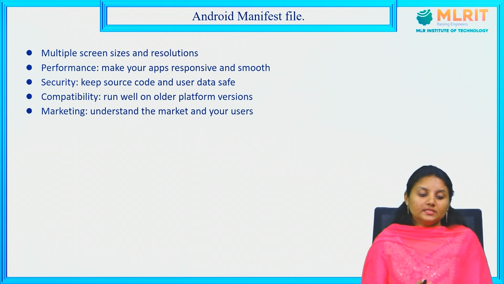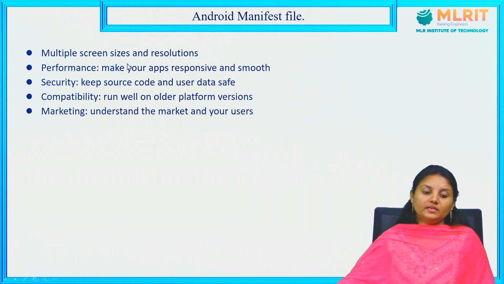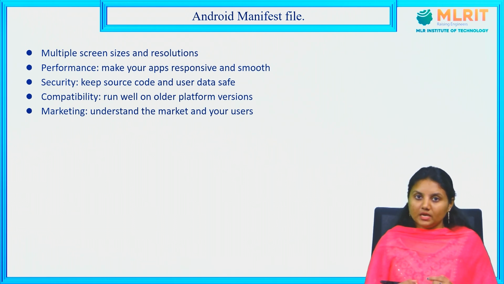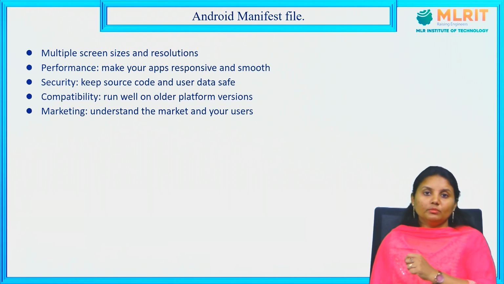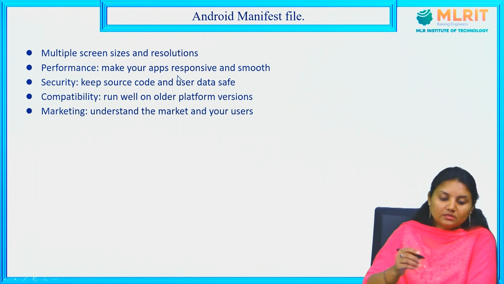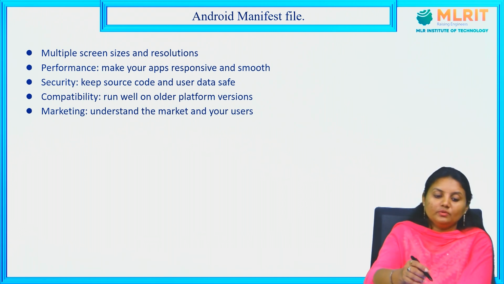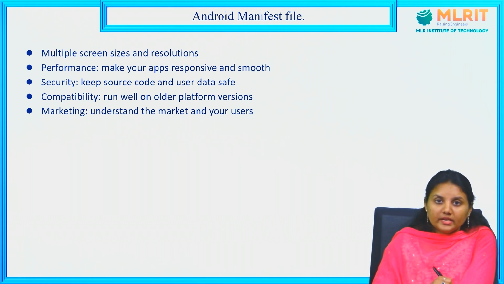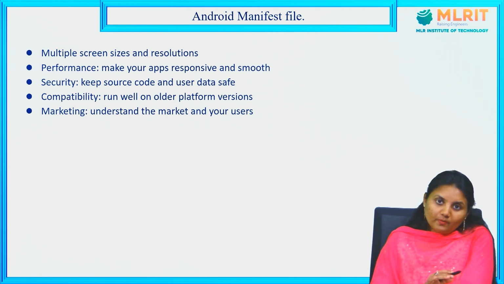So multiple screen sizes and resolutions. Multiple screen sizes, you could see that I have given XML. So here if you see, the multiple screen sizes and resolutions can be customized using the create device. Going to the create device, we are just going to change the emulator, so that can be customized there. Then performance. The performance can be increased when the screen is responsive. So whatever applications you are defining, if it is responsive, then only you can execute them, and it should be smooth. Security, keep the source code and user data safe. Whatever data we are trying to fetch, that data should be secured. So Android Studio will provide you that security.